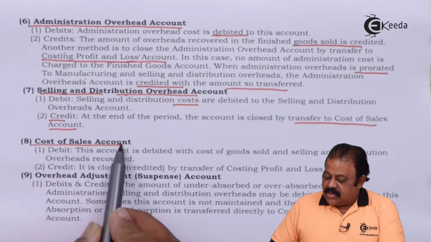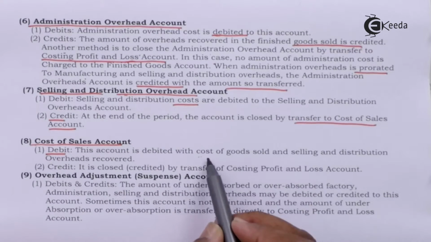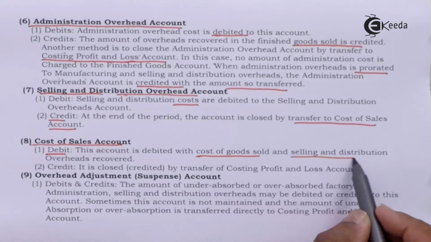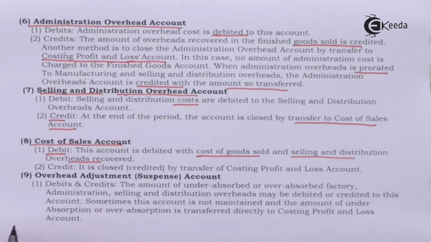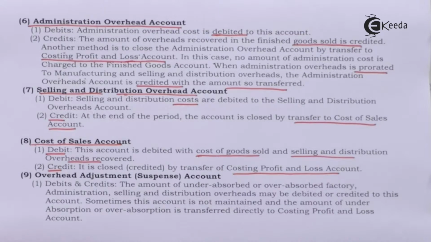Next, cost of sales account. Debit. This account is debited with cost of goods sold and selling and distribution overheads recovered. Credit. It is closed by transfer of cost of sales to costing profit and loss account.